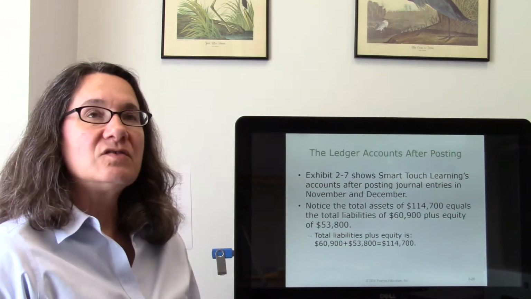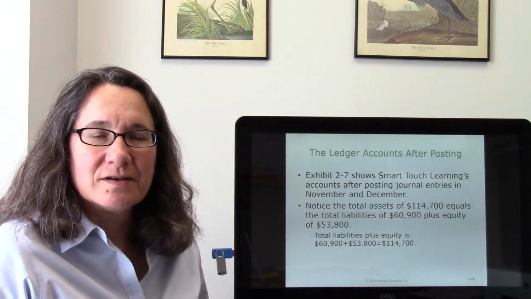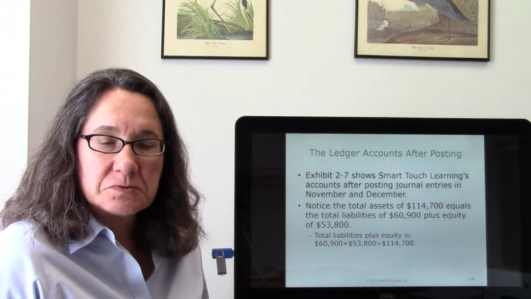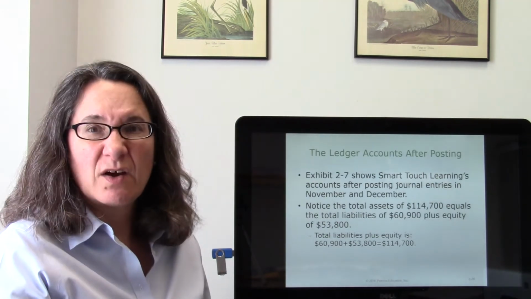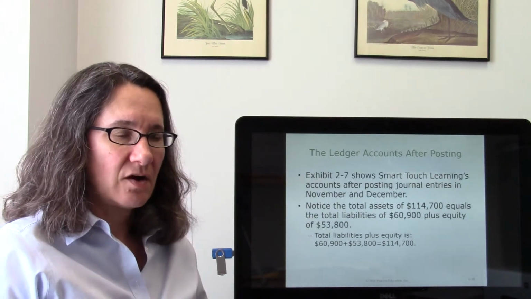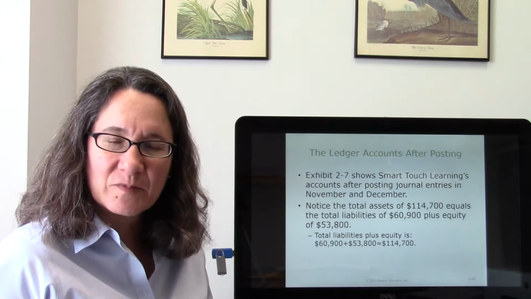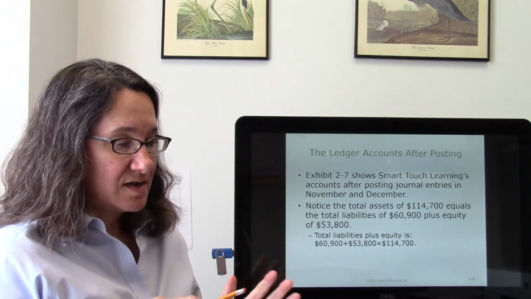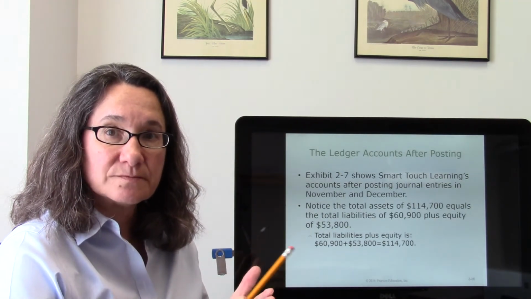But that's not that useful if you want to know a balance. What you really want to know is, what's my cash balance? How much cash do I have? How much do people owe me? What are my accounts receivable? How much do I owe other people? What's my accounts payable? You really want to know balances. It's hard to go through a journal in chronological order and pick everything out. So at some point in time, we post all those journal entries to the ledger.